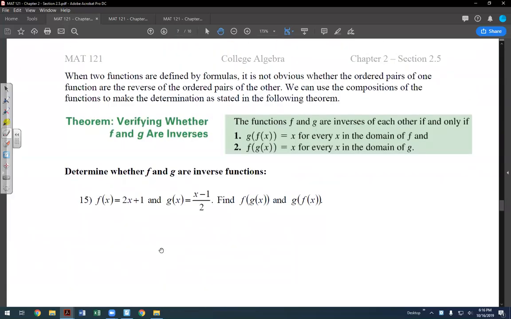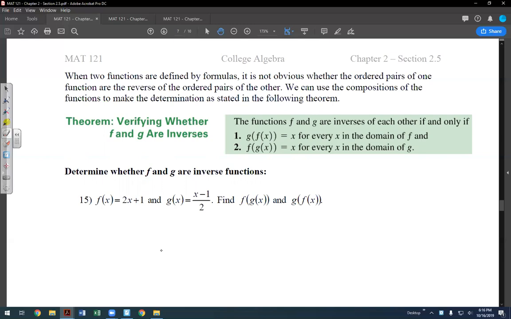So the composition here is telling us no matter which way you go in, if you do g of f of x or you reverse that and do f of g of x, you should always get an identity function. Remember, your identity function is y equals x because all our ordered pairs are going to be the same numbers: 1, 1, 2, 2, 3, 3, -1, -1, -2, -2.